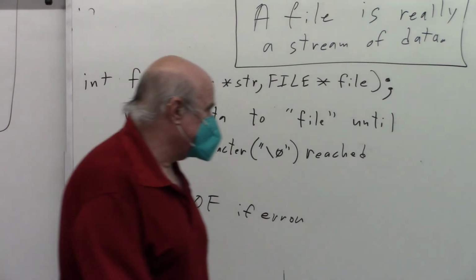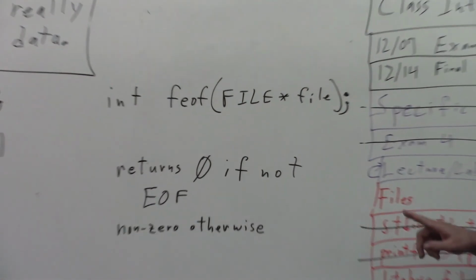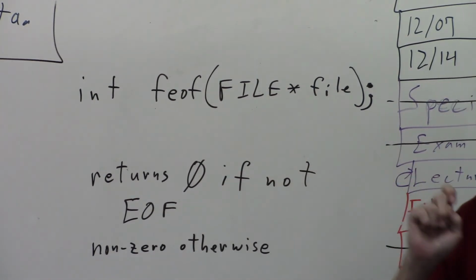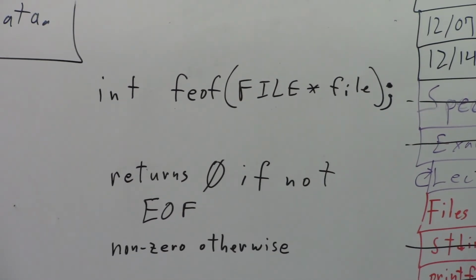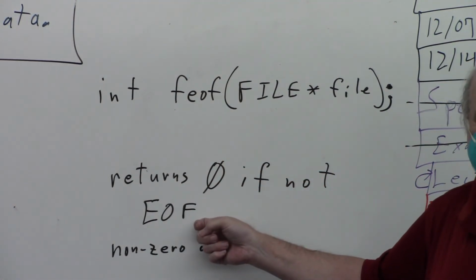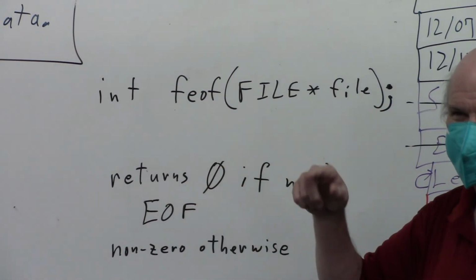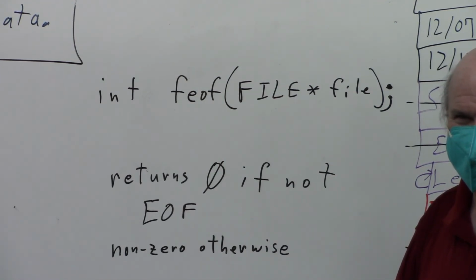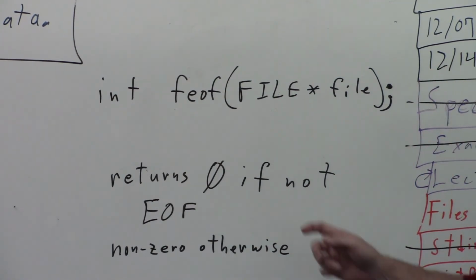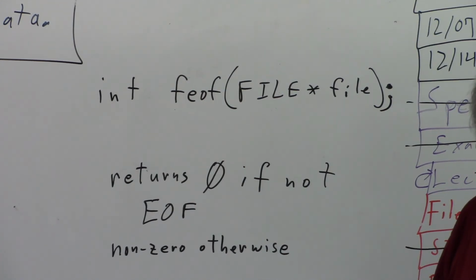The third and last one we're going to get to tonight is the method called feof, which is file end of file. And you simply pass it a file pointer, nothing but a file pointer. And it returns an integer. It returns 0 if not EOF, in other words, false. 0 is false. What is true? Anything else, anything non-zero. So it returns 0 if it's not EOF, otherwise it returns non-zero.